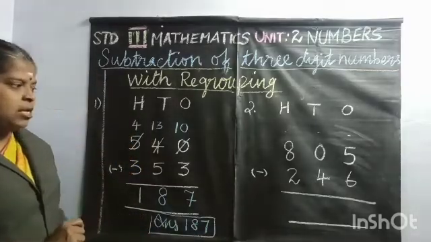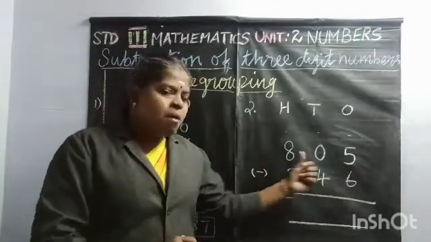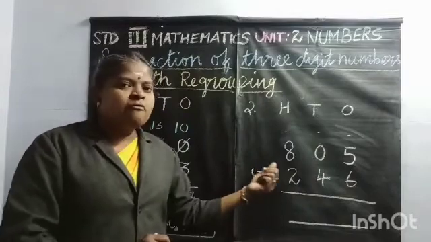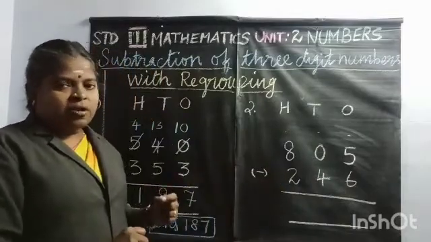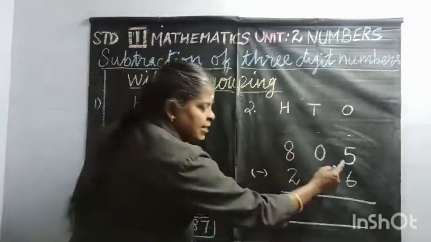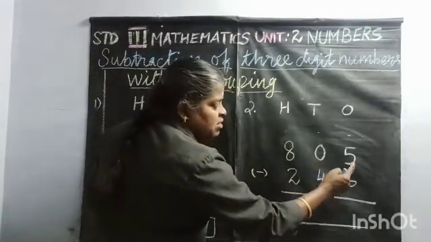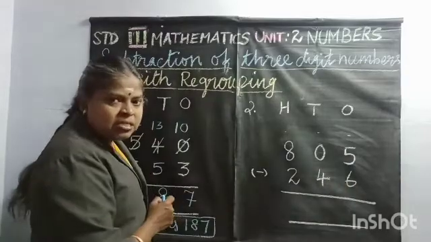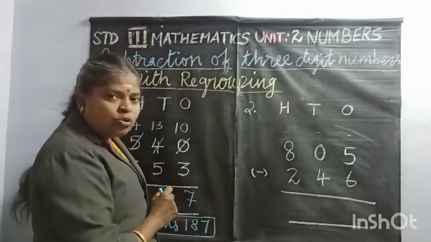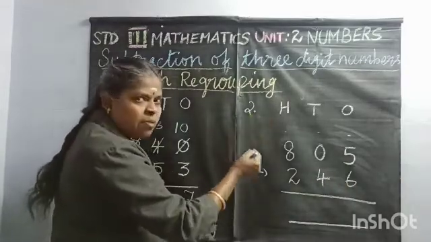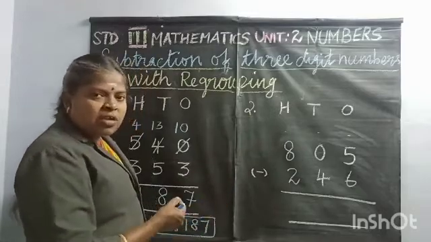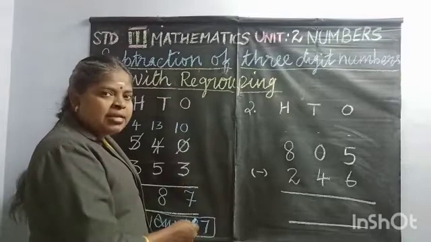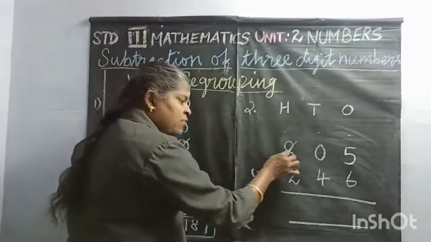Next question, 805 minus 246. So in that, 5 is less than 6. What do we have to do? We have to borrow from the tens place. In the tens place also 0. So what can we do? We have to borrow from the hundreds place. So we have to strike out.